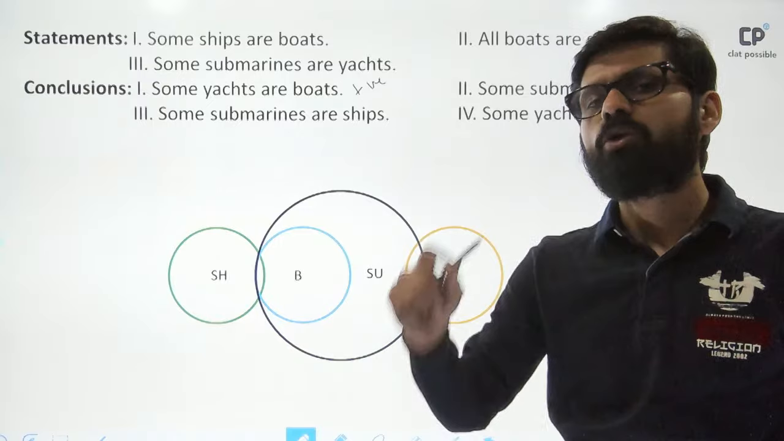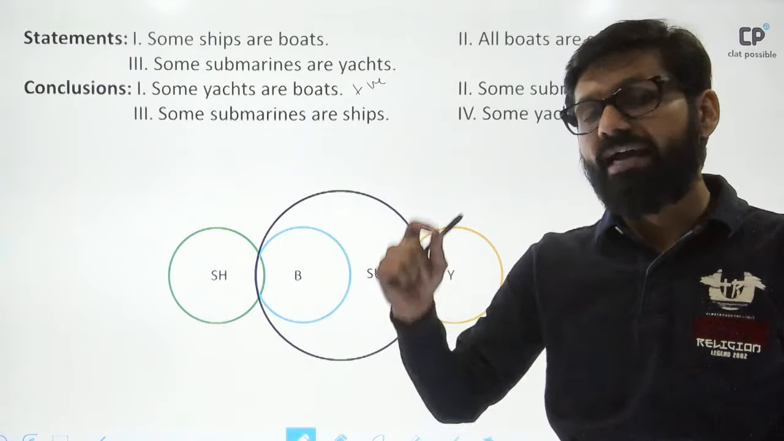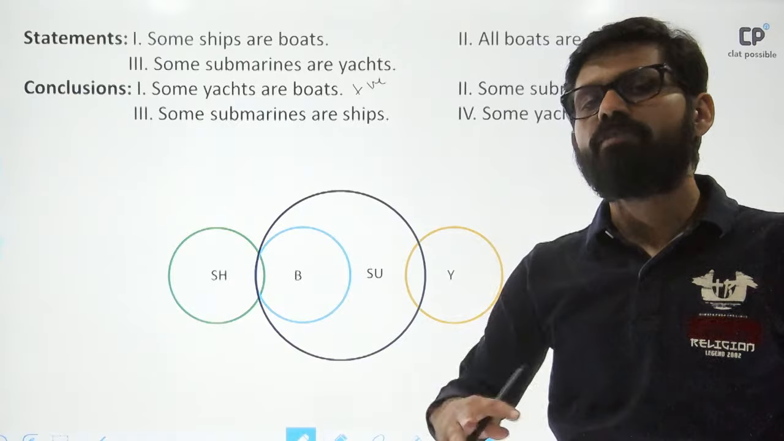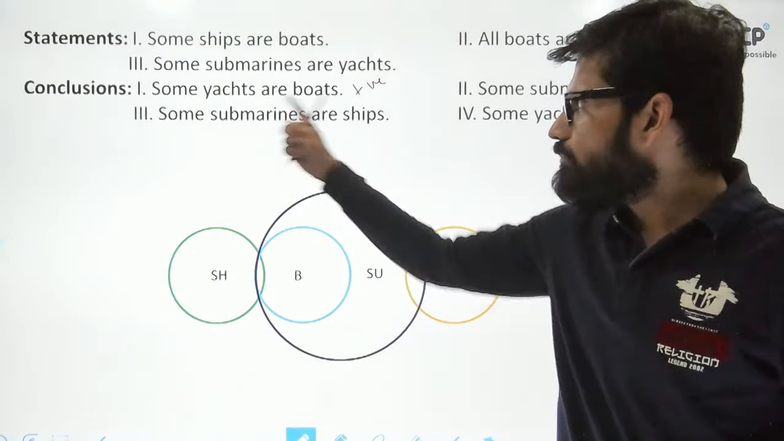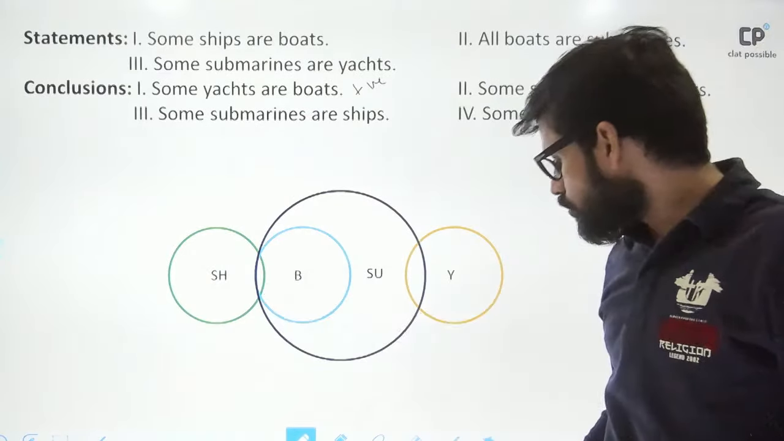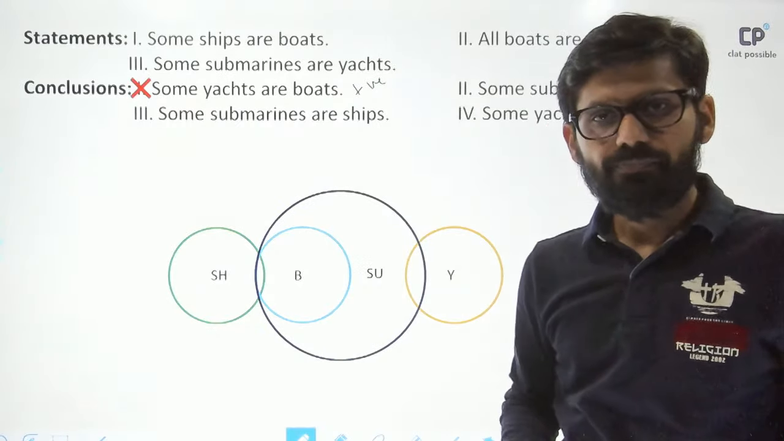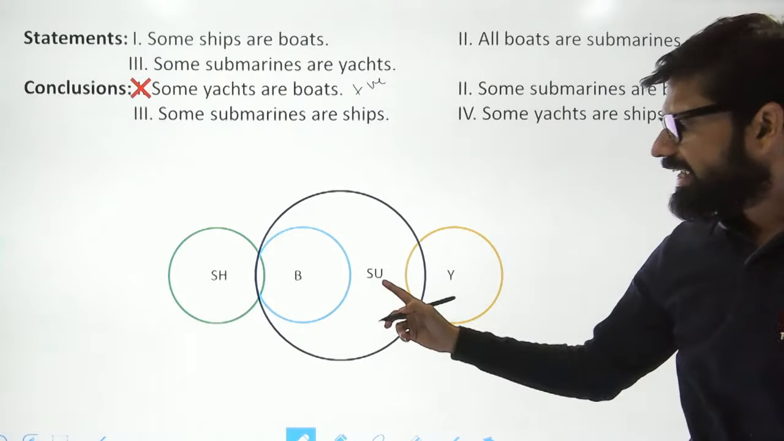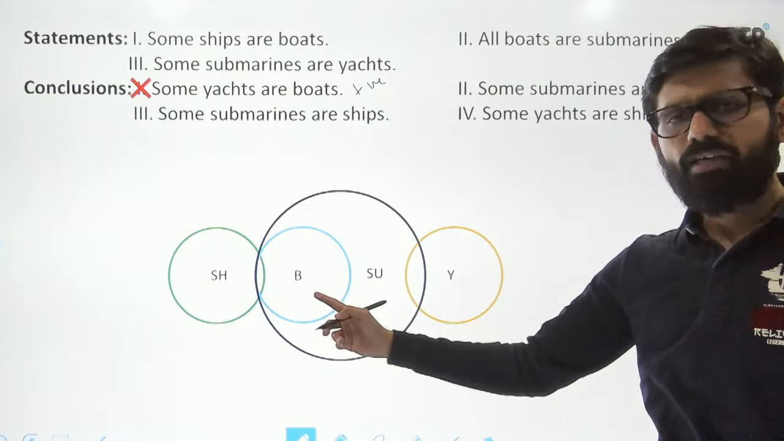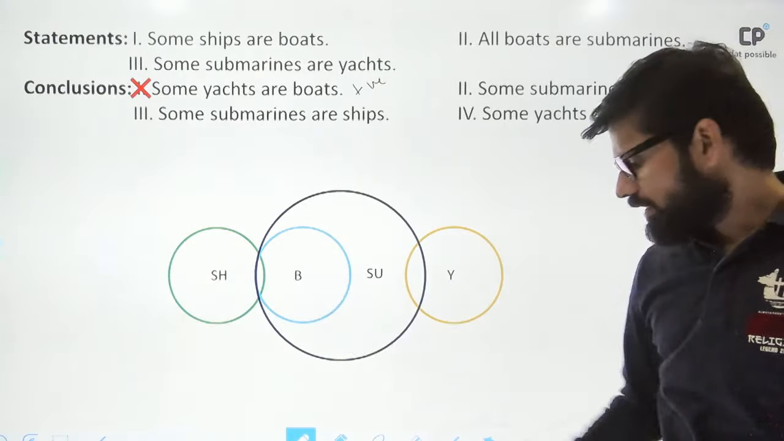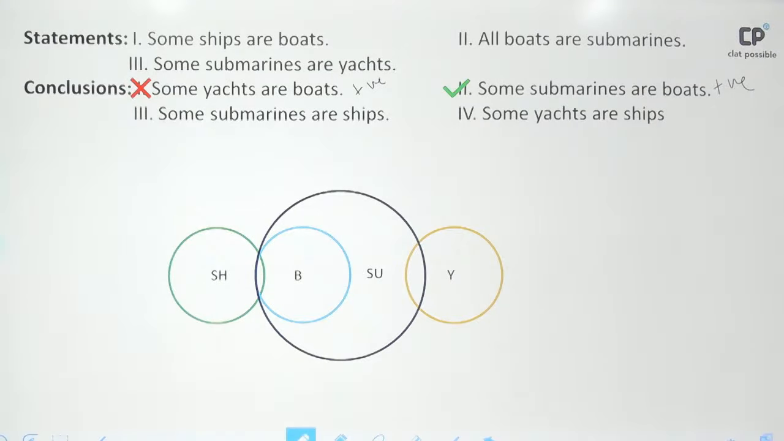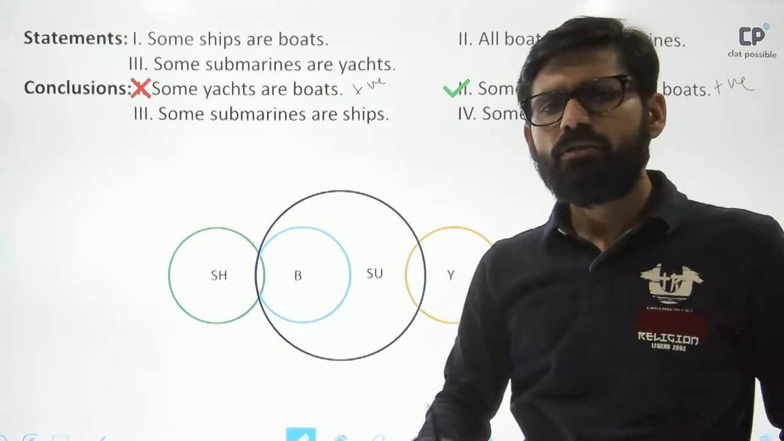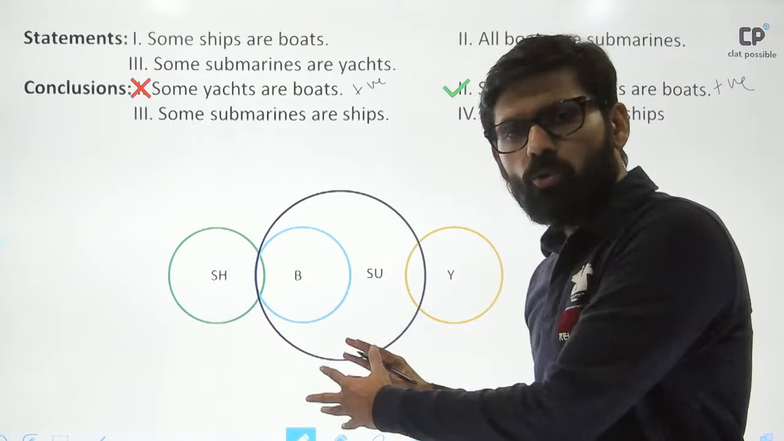And that is the benefit of drawing the minimum overlap diagram. And we said it makes question solving easier, right? So some yachts are boats. We do not see it happening. So it does not follow. Now, the next conclusion statement is some submarines are boats. Again, we have a positive statement, and we understand there is an overlap between submarines and boats. So this conclusion follows.